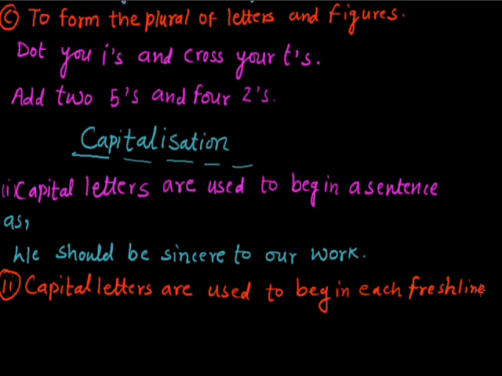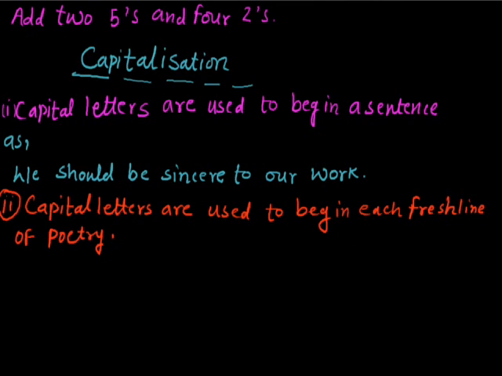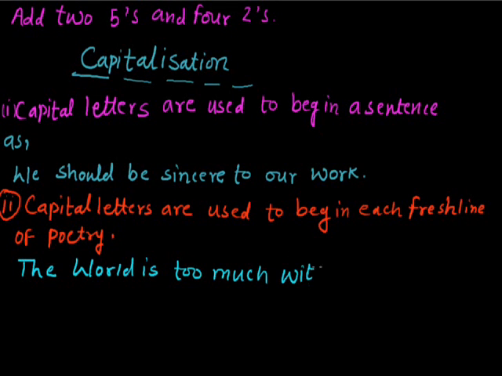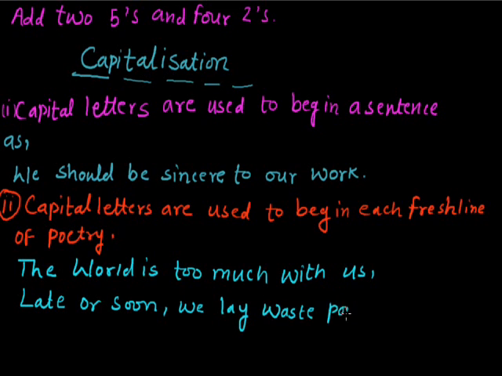So let's take the example of the lines of a poem, "The World Is Too Much With Us," written by William Wordsworth. The first line of that poem is, "The world is too much with us. Late or soon, we lay waste our powers. In getting and spending." These are the first two lines of the poem, and to begin each fresh line of the poem, we have to use the capital letter.